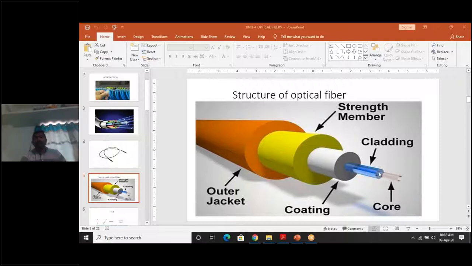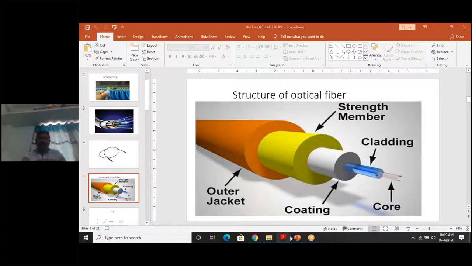Of course, both are made of which type of materials? Glass materials. Sir, even though both are made of glass, how is one material's refractive index denser and the other rarer? Yes. The core is doped with a certain amount of impurities to increase its refractive index. So its refractive index increases and it becomes a denser medium compared to the cladding. Both are generally glass mediums only.